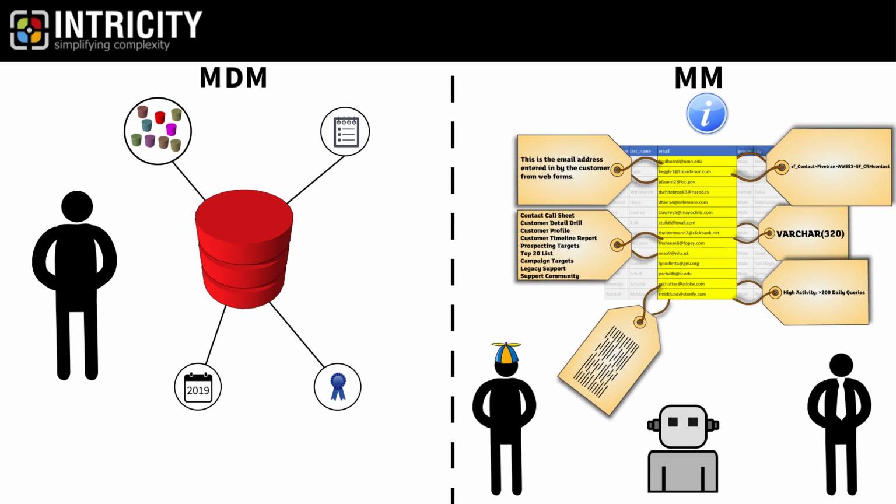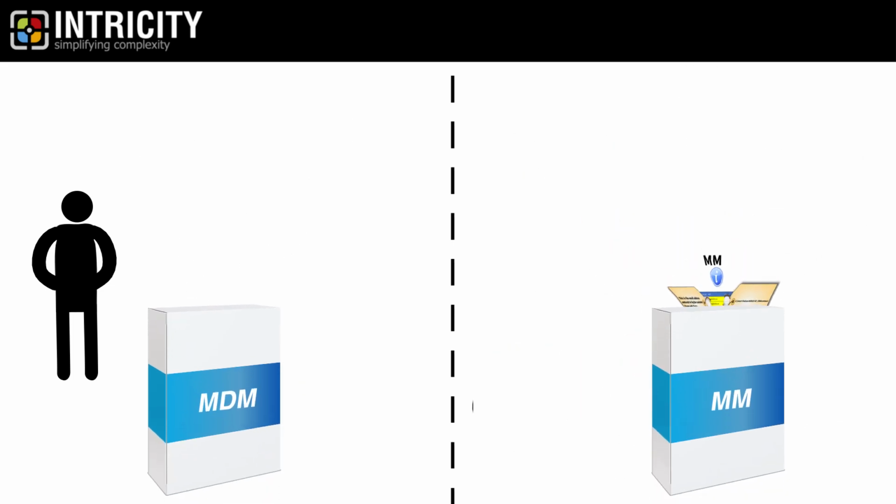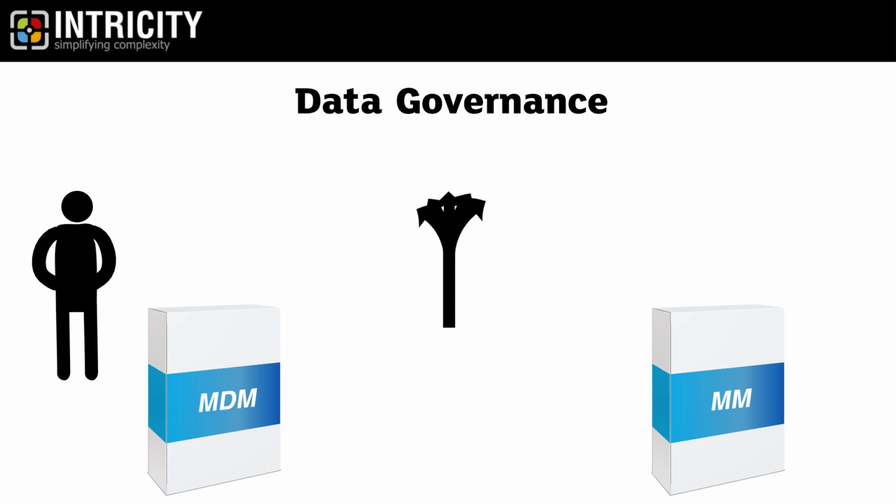But while the two are often used in tandem as part of a data governance program, they typically come as separate product SKUs. The approach to data governance over the last few years has been impacted based on a variety of market inputs, of which MDM and MM are a part.